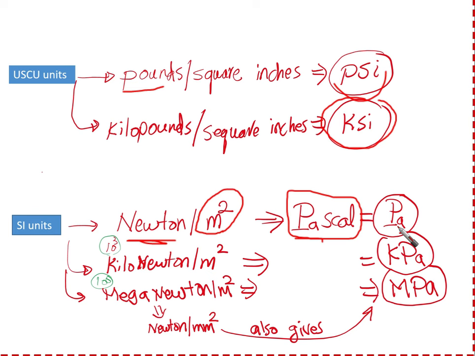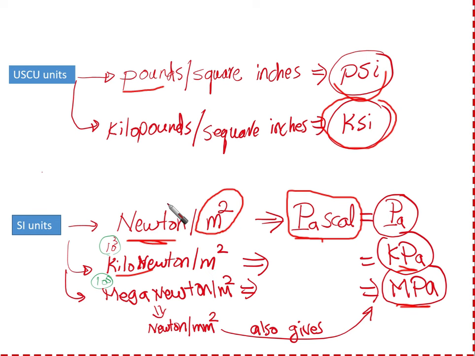Sometimes the Pascal is a very small unit of stress, and we need multiples of it. So we multiply by 10 to the power 3, which is 1000, and call it kilonewton per meter squared, which is kilopascal, or multiply by 10 to the power 6, which is meganewton per meter squared, and this is megapascal, MPa. And meganewton over meter squared equals Newton over millimeter squared. As you can see, meganewton means 10 to the power 6 multiplied by Newton. So we keep Newton as it is, and convert meter squared to millimeter squared.